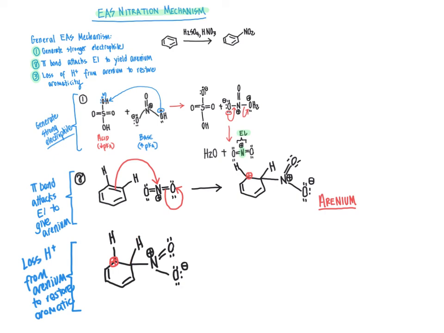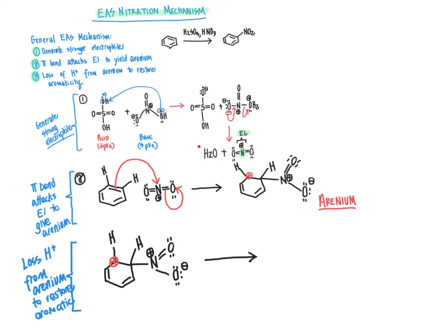And so what will happen then is that we have a base come in and grab that proton. When that proton is removed, that's going to force the electrons from the bond here that I'm highlighting to come over and restore the aromaticity in the ring in an elimination type process. So what will we use as our base here? We have two choices for what we can choose to use as the base.